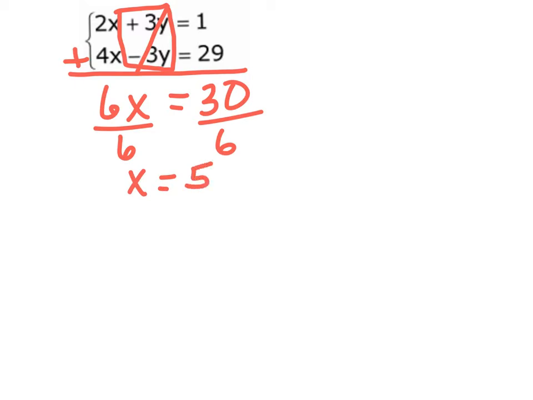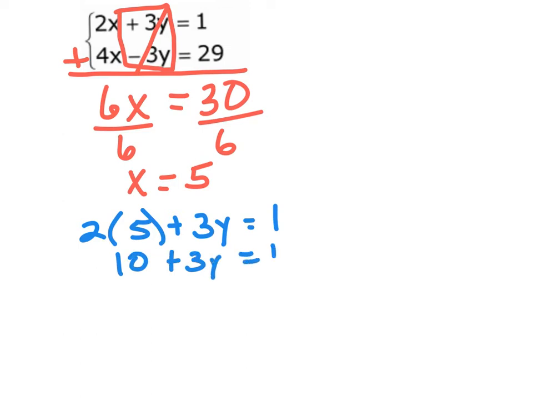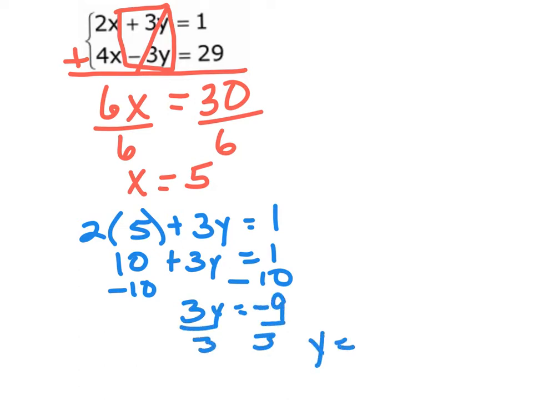Now we're going to take 5 and plug it into either of the originals. I'm going to use the first one since it's smaller numbers. We have 2. We're going to plug in 5 for x. And we're going to write the rest of the equation out just like we did in substitution. And now we're going to solve this for y. So we get 3y equals negative 9. Divide both sides by 3. And we get y equals negative 3.